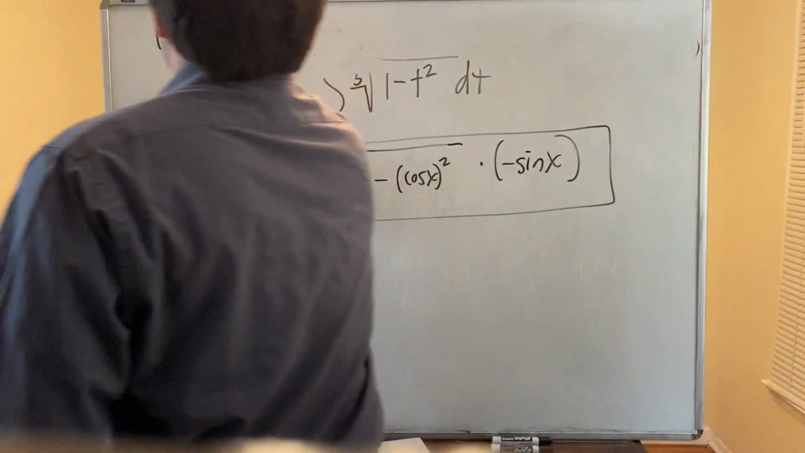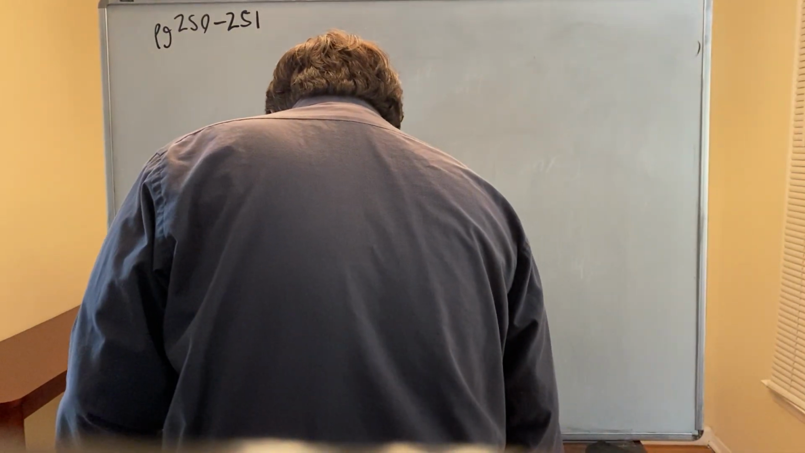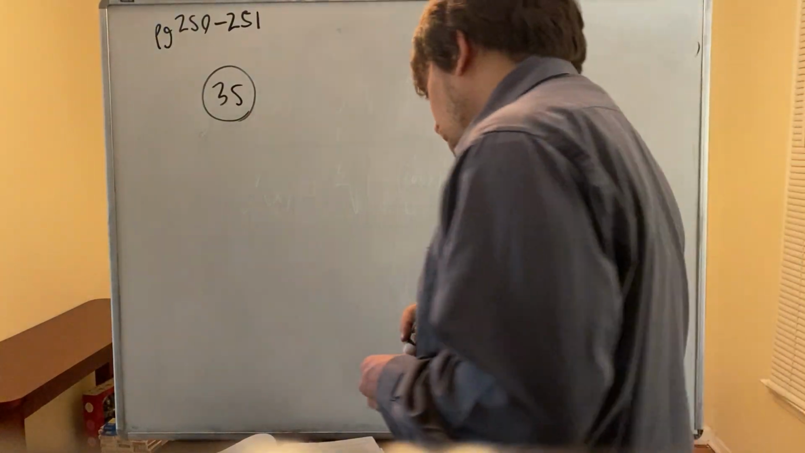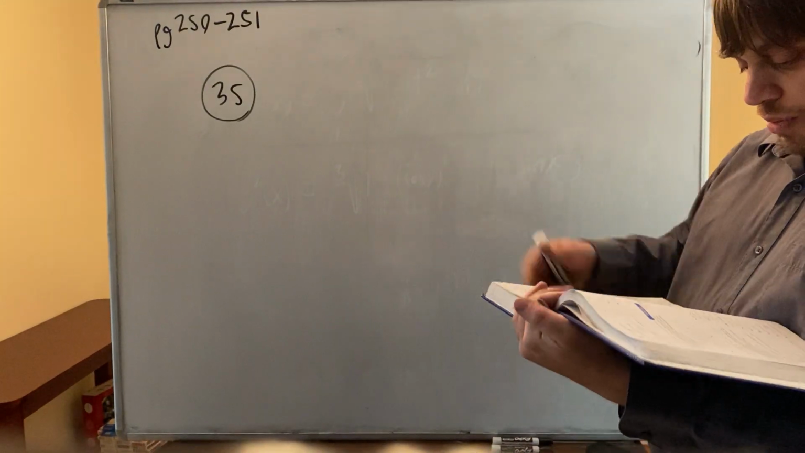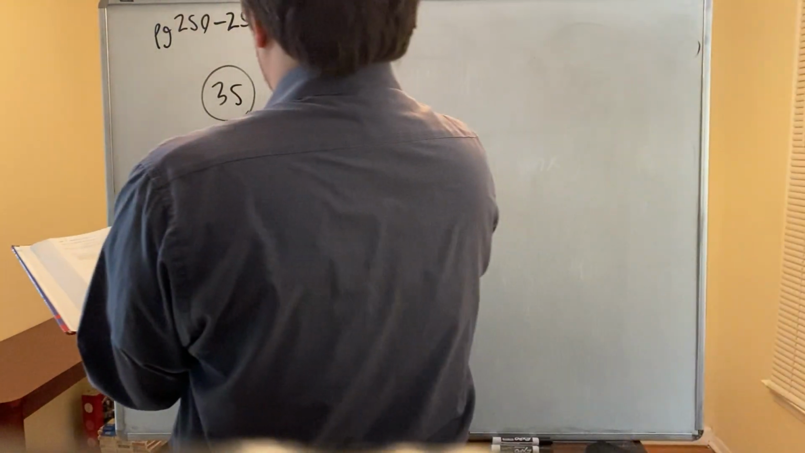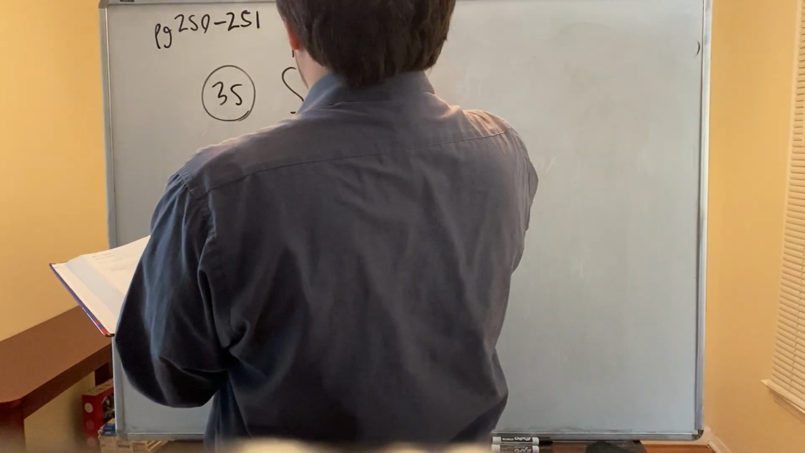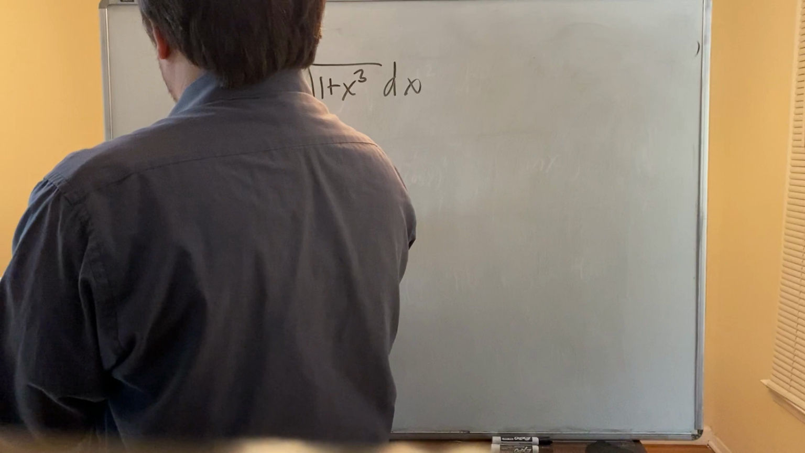Let's continue. Okay, so next, let's do number 35. We've been calculating definite integrals all this time. For 35, it says use the midpoint rule with n equals 5 to approximate this definite integral. It's the definite integral from 0 to 1 of the square root of 1 plus x cubed dx. We're going to use n equals 5, and we're going to use the midpoint rule to approximate.